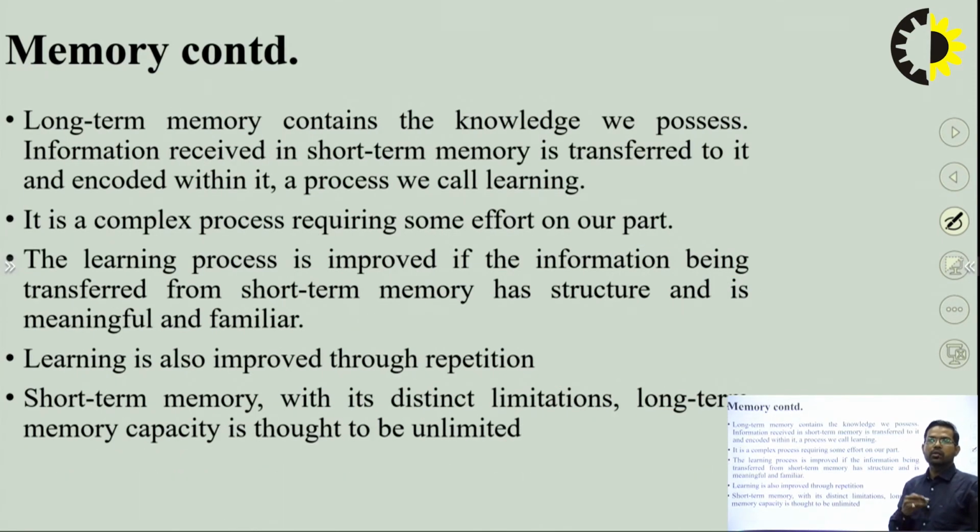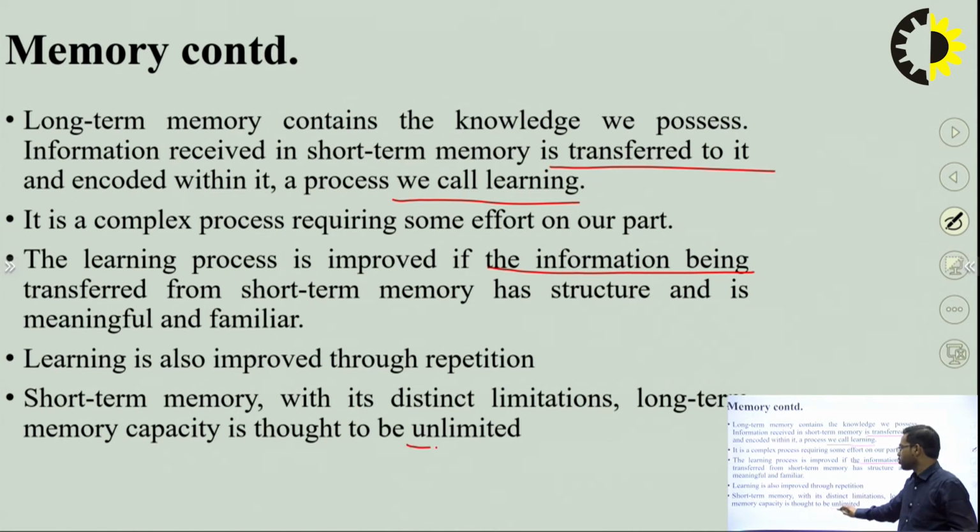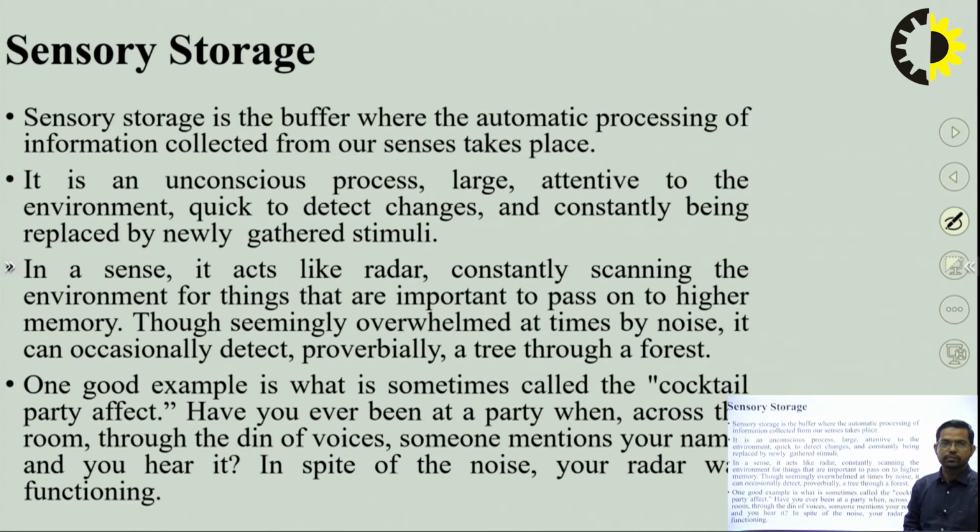Long-term memory contains the knowledge we possess. Information received in short-term memory is transferred to long-term memory and encoded through the process we call learning. It is a complex process requiring some effort on our part. The learning process is improved if the information being transferred from short-term memory to long-term memory is meaningful. Learning is also improved through repetition. Short-term memory has distinct limitations, while long-term memory capacity is thought to be unlimited.